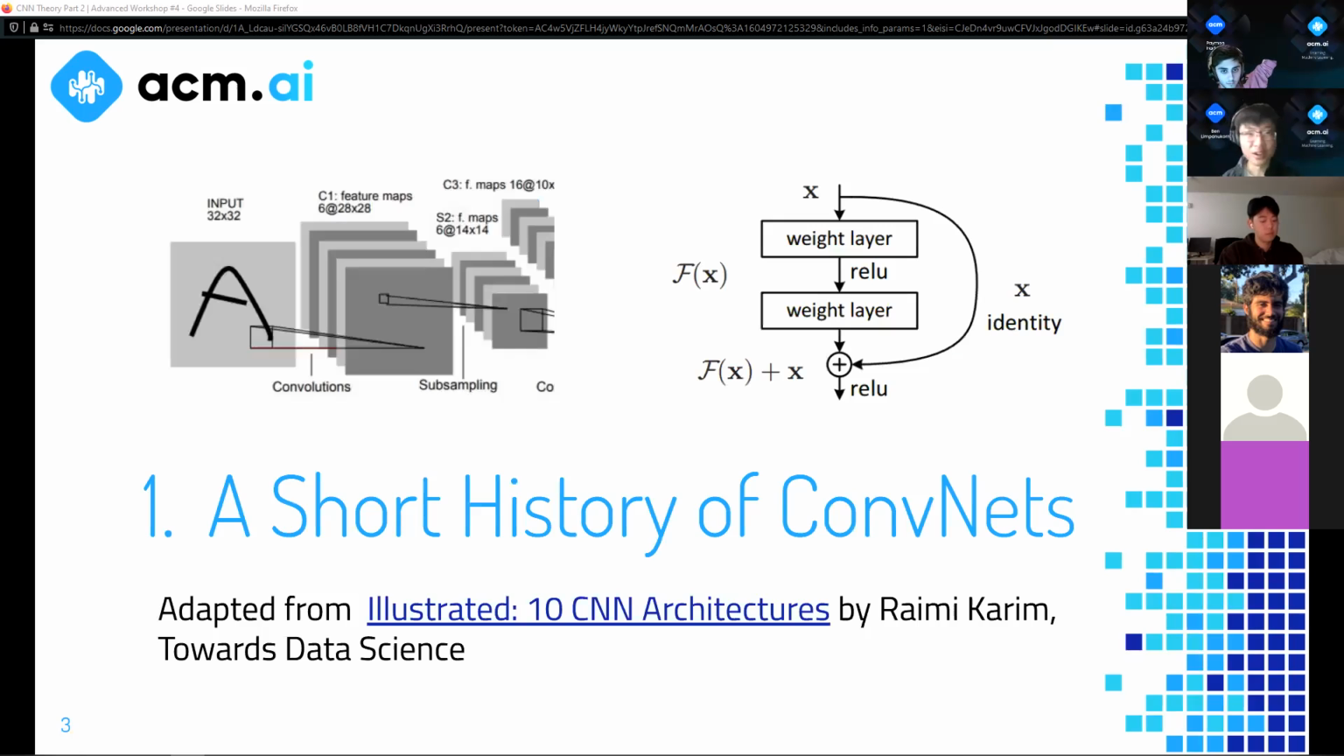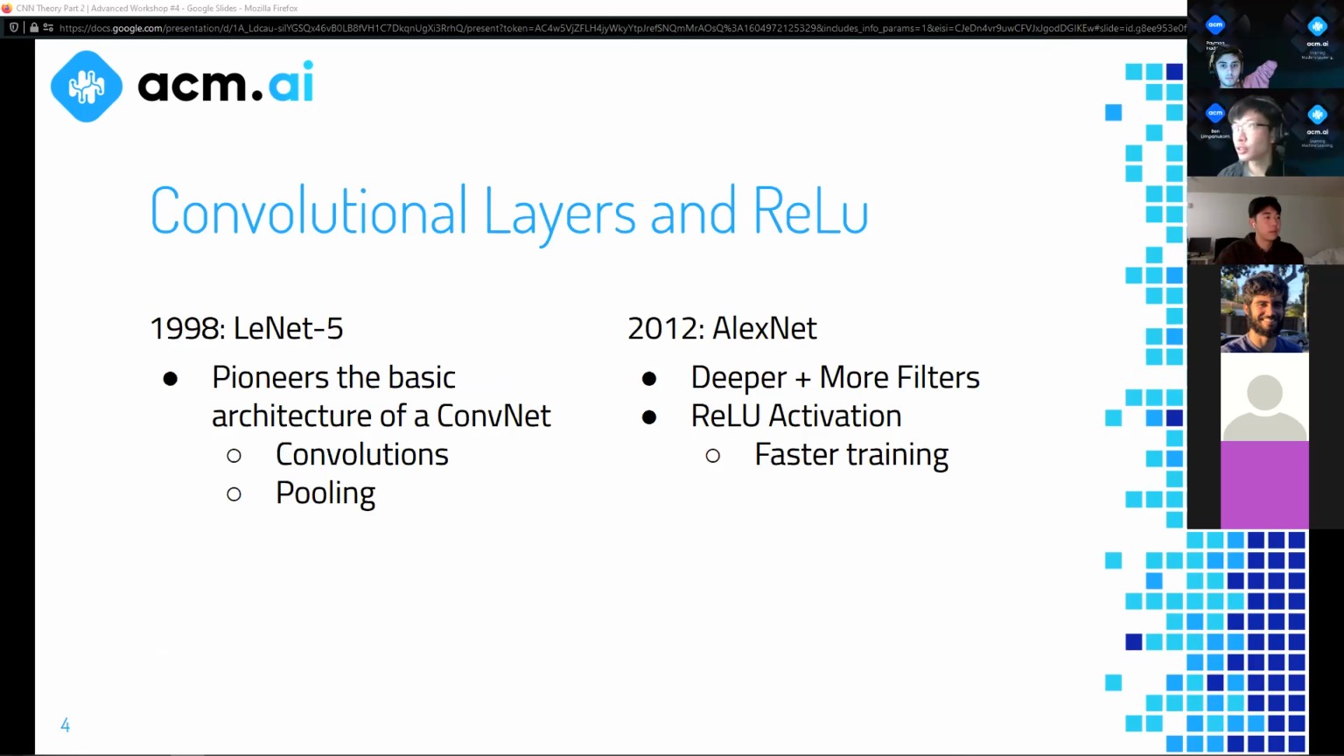All right, so first off, a short history of convolutional neural networks. This is adapted from an article called Illustrated 10 Convolutional Neural Networks. It explains a lot of this in a lot more detail if you're interested, but we're going to go straight through it. So first off, we have LeNet-5. This was the one that popularized convolutional neural networks, or the basic architecture of it. It introduced concepts like convolutions and pooling.